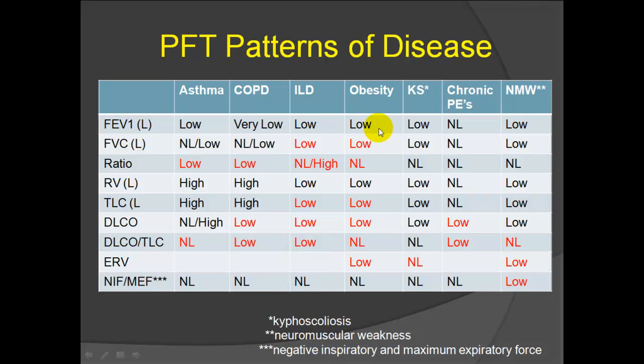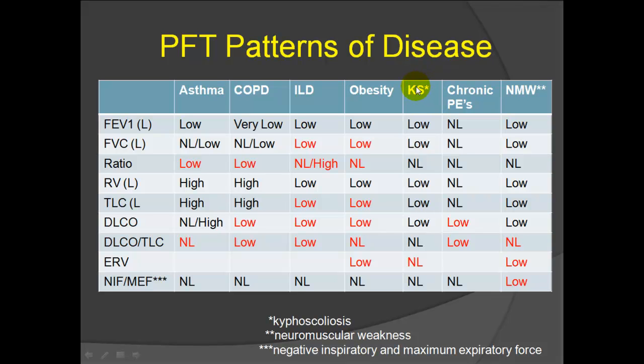Neuromuscular strength is normal. Obesity is a restrictive pattern similar to interstitial lung disease, but in this case the diffusion capacity and the total lung capacity tend to be low in proportion to each other, so that the diffusion capacity when corrected for the total lung capacity is normal. In obesity, there tends to be a disproportionately low expiratory reserve volume, so that the end of a normal tidal volume ventilation is very close to residual volume. The neuromuscular strength is normal in obesity usually.